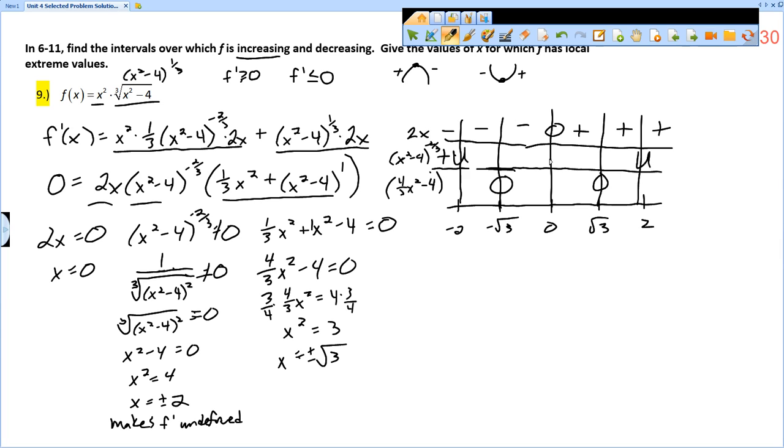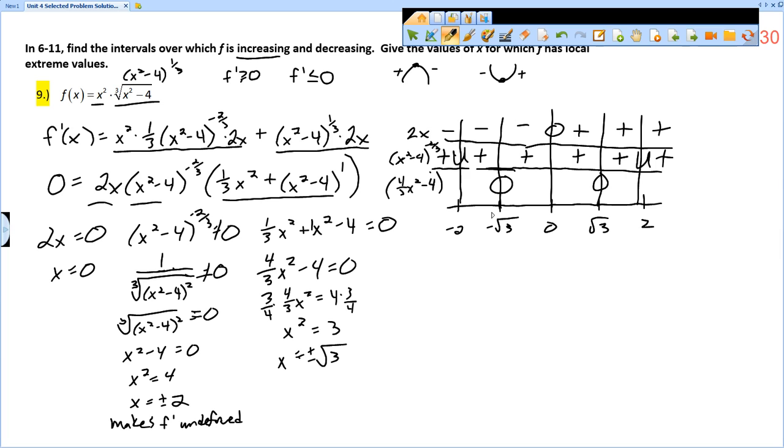All right, what about in between? How about 0? 0 minus 4, right? So I get -4 to the -2/3, which means I'm going to square that value. So that is going to become positive as well. And then, of course, when I plug in something to the right of 2, that's going to be positive. Notice this is positive because you are squaring whatever's inside of the x squared minus 4.